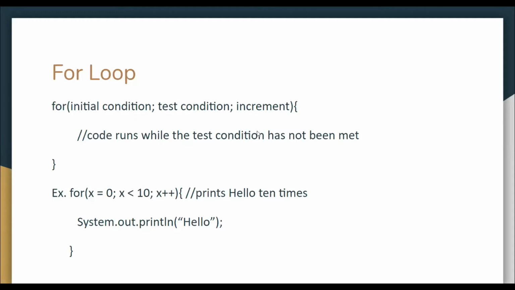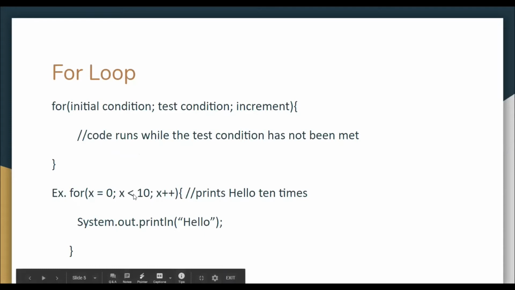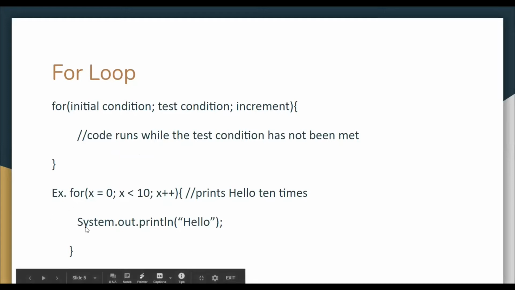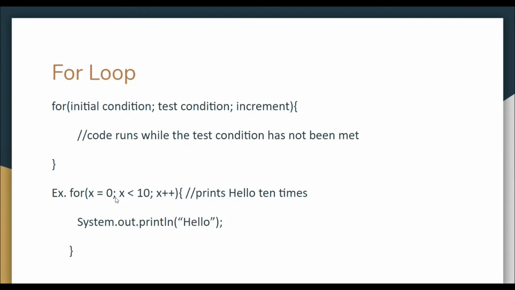For initial condition, you have to define some variable and set it equal to a value, for example, a counter, or a variable i or something like that. In my example, I set x equals 0. And then the test condition: if the test condition is no longer met, then the loop inside does not run. And the increment would be how much x increases or decreases each time so that the test condition can be reached or not reached.